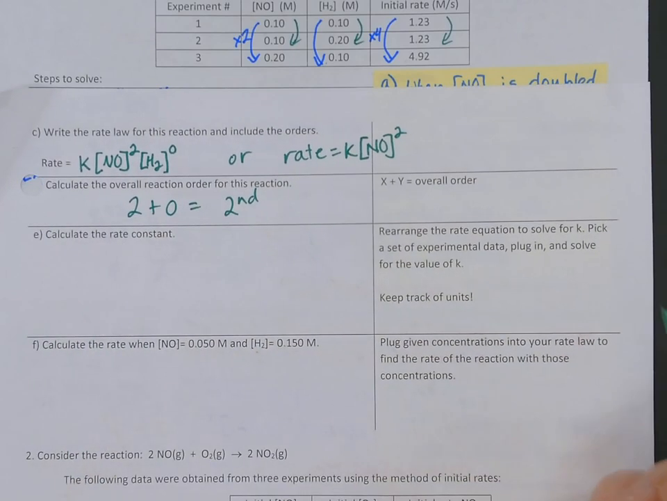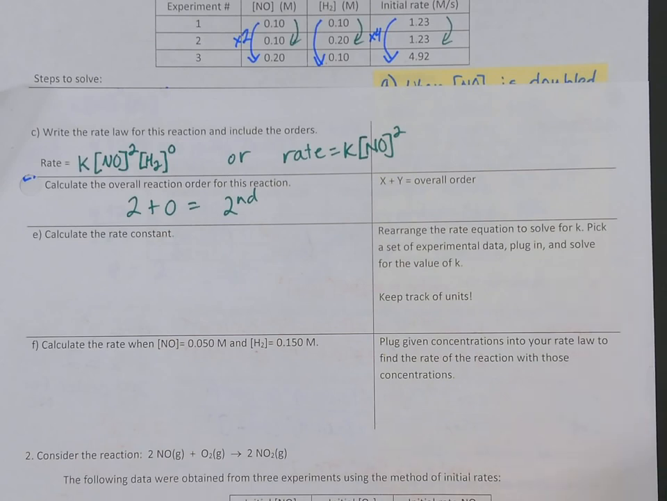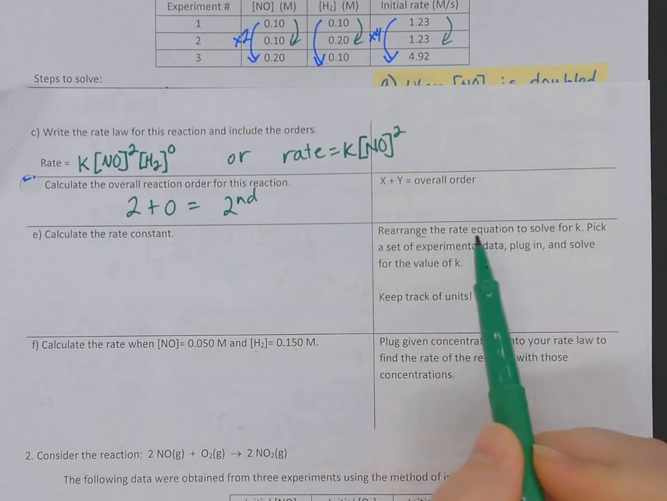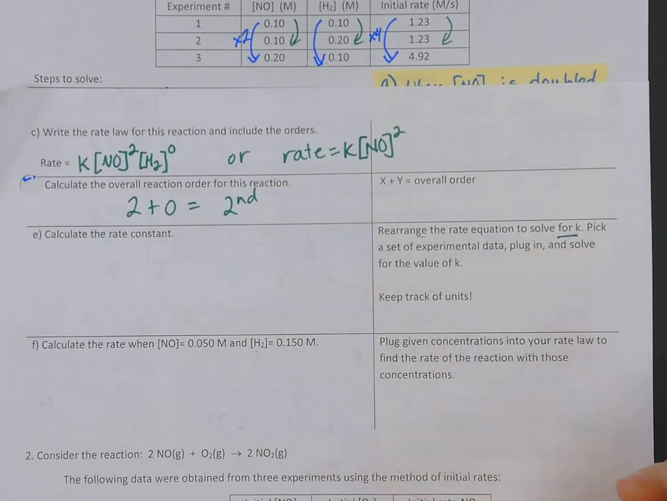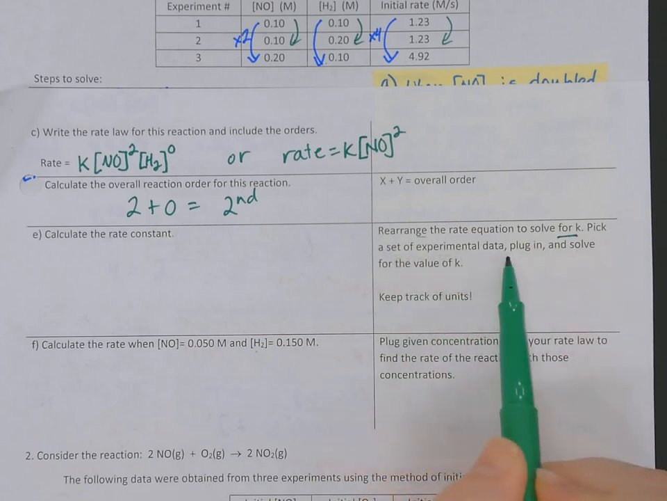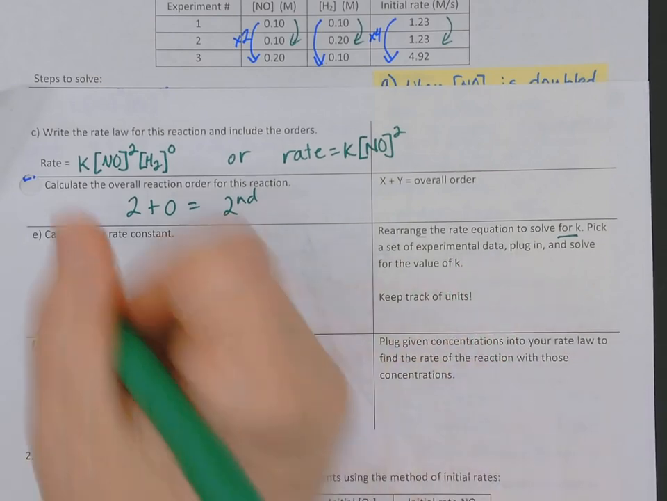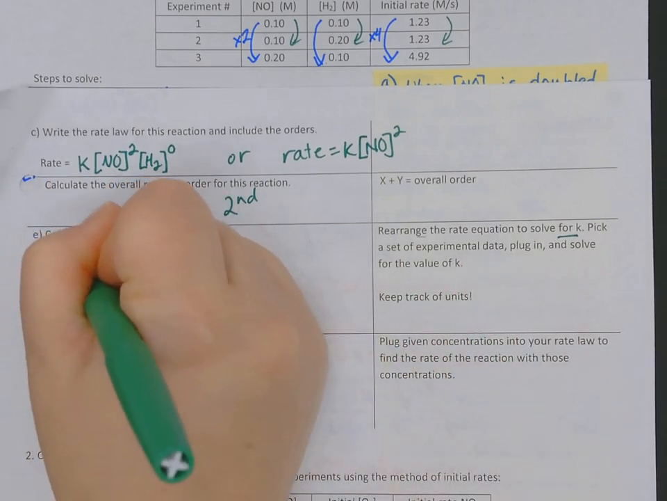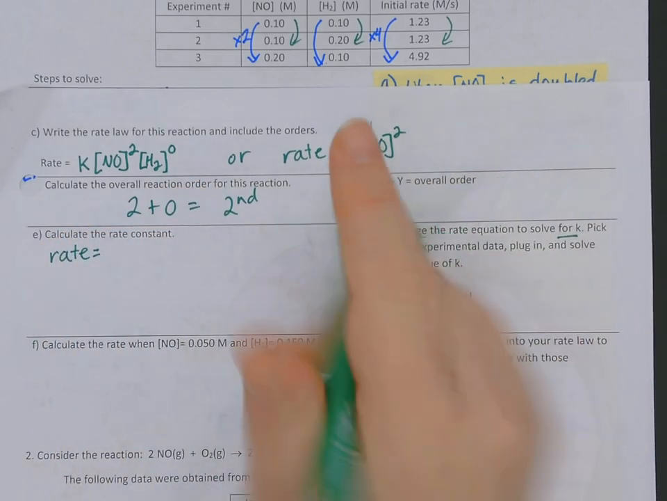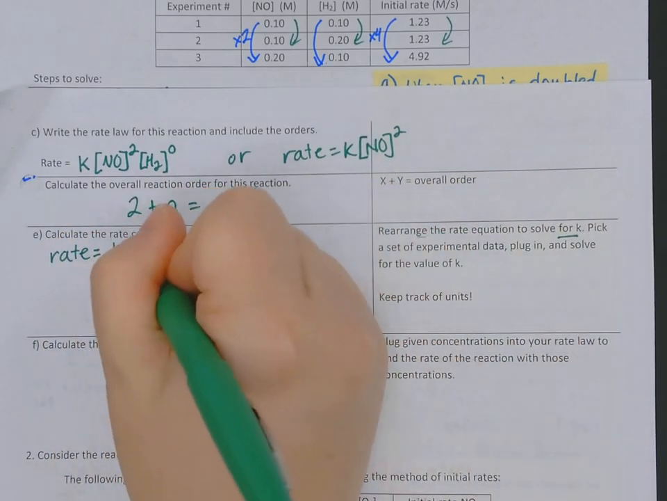All right, calculate the rate constant. This is where we can solve for K. Now it says rearrange the rate equation to solve for K. Pick a set of experimental data, plug in, and solve for the value of K. Keep track of your units. So we're going to first write our rate law, and I'm going to go ahead and leave out my hydrogen since I don't really need it. It's going to simplify my equation.